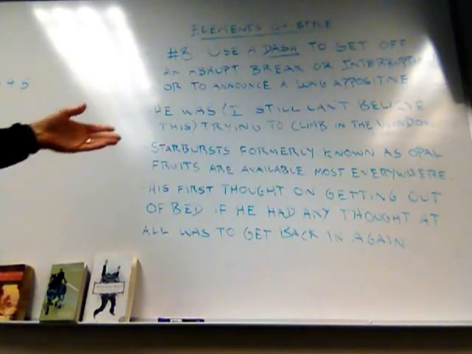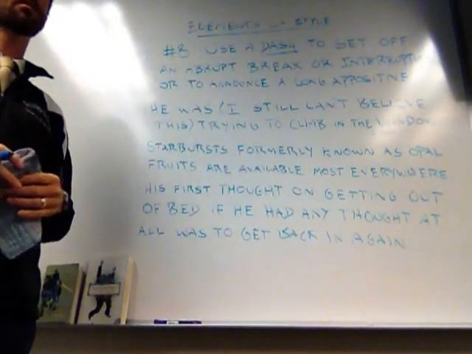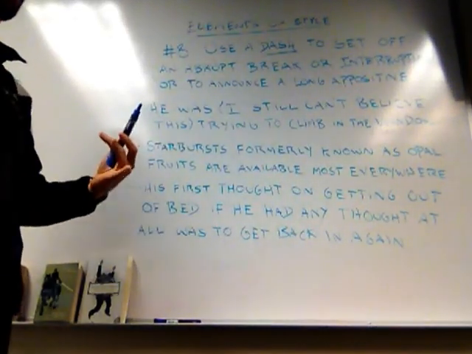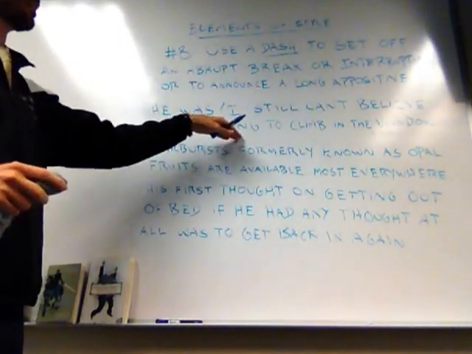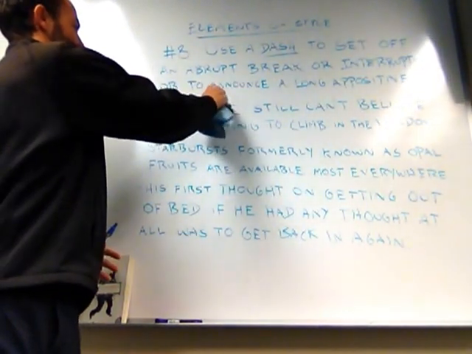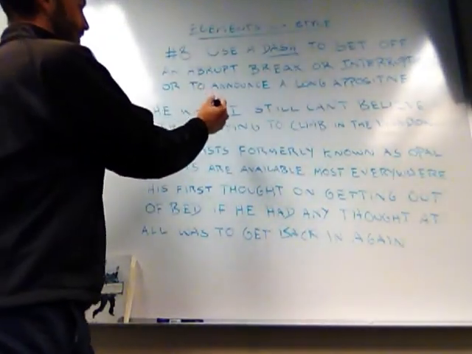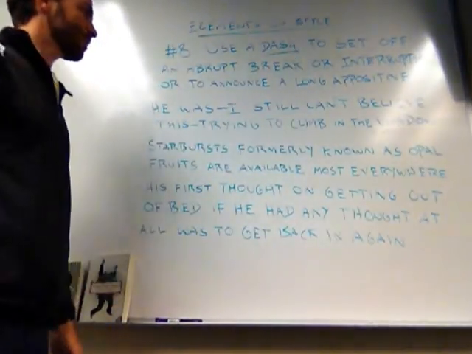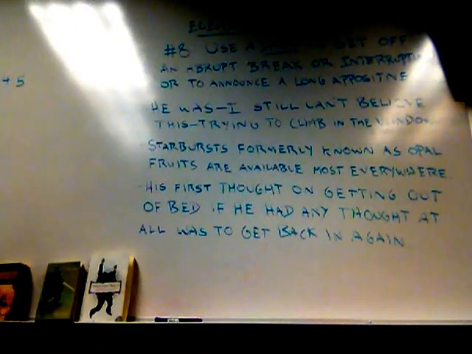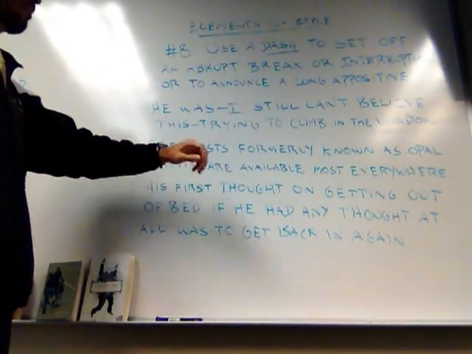Okay, so parentheses here, it's a little too formal because you can kind of hear the person speaking, right? It feels a little bit more conversational, a little bit more relaxed. So parentheses feels kind of like a research paper or something, right? So the content of this sentence doesn't fit the research paper mold. Obviously, right? Talking about someone trying to climb in a window. I still can't believe this, right? It's expressing disbelief by the author. So let's put a dash there. Okay, 2 dashes, and that is more or less the best option. Okay, so it's the same for these other 2 examples. Starbursts, formerly known as opal fruits, are available most everywhere.